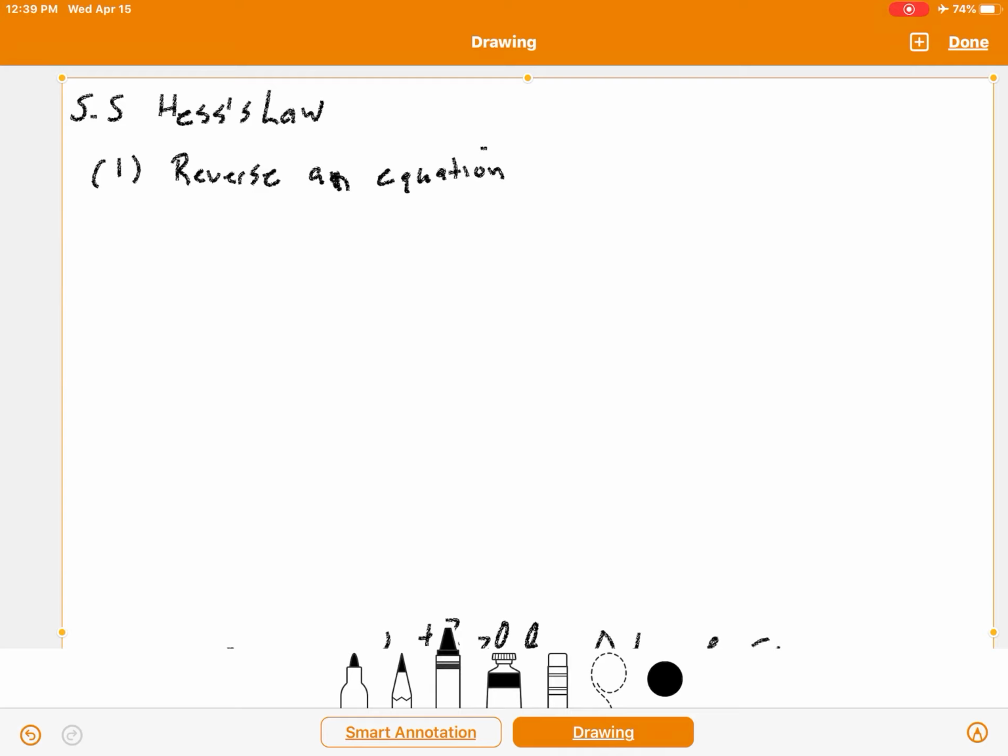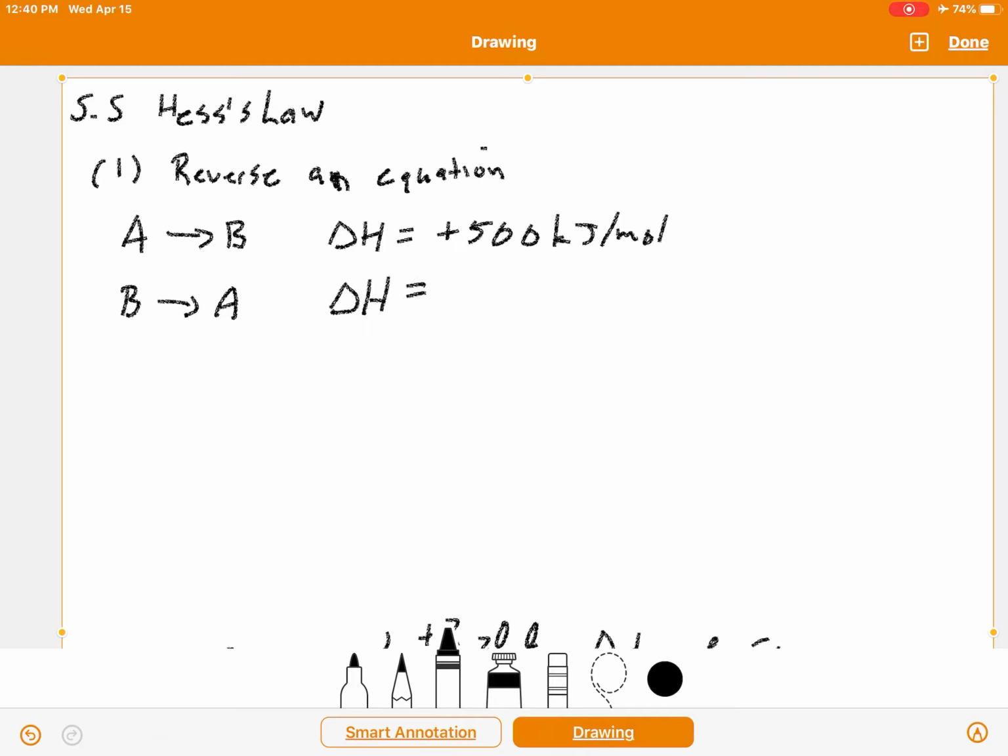If we're going to reverse an equation, so for example, A goes to B, and let's say delta H, I'm just going to make up a number here, is plus 500 kilojoules per mole. If for some reason we reverse the equation, and now B is the reactant and A is the product, we reverse the sign. You just change the sign of delta H. So if you reverse an equation, you change the sign for delta H. Okay, very simple.